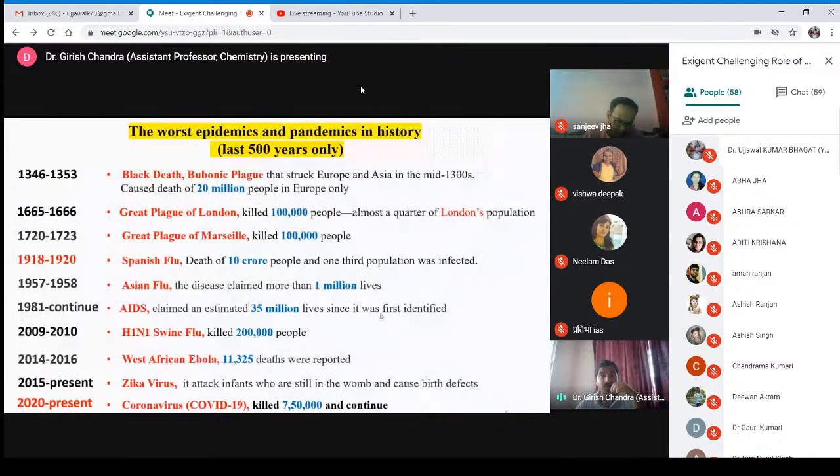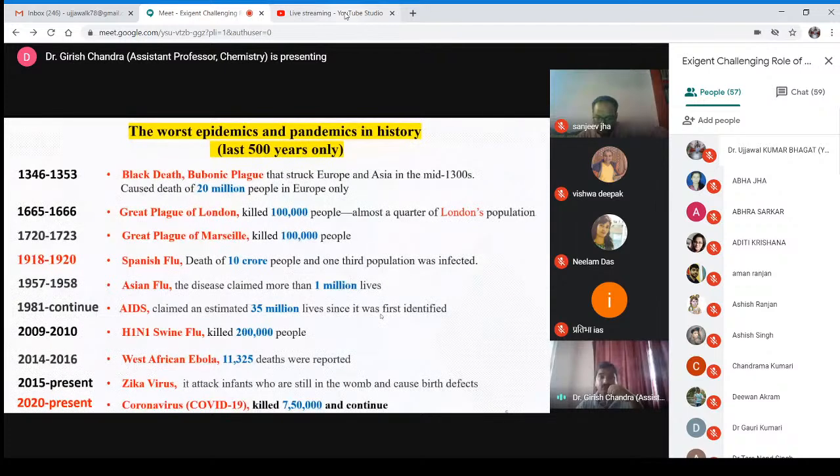The first significant one is during 1346 to 1353, which caused 20 million deaths in Europe alone. 20 million people, and this was due to the plague. This was historically very famous. After 2 centuries, in 1665 to 1666, once again 1 million people died in London city itself, and that was one fourth of the population of London city, showing the devastating nature of this plague.